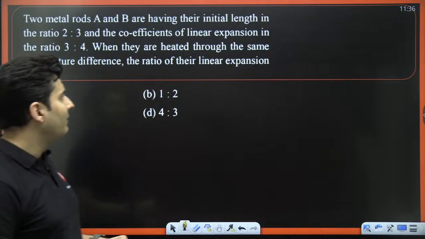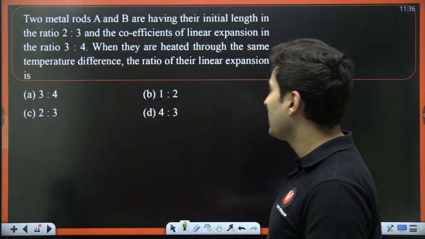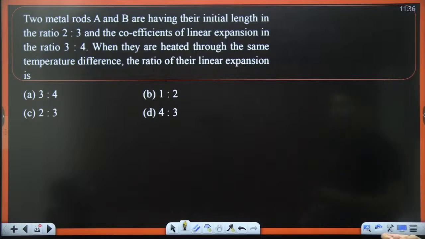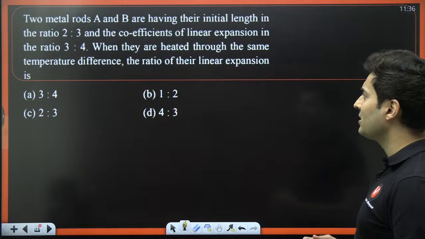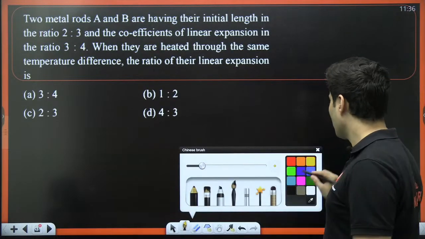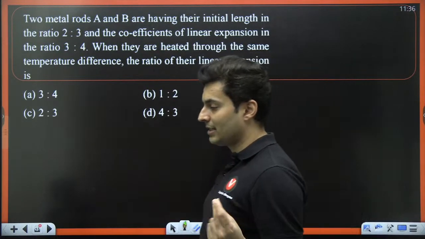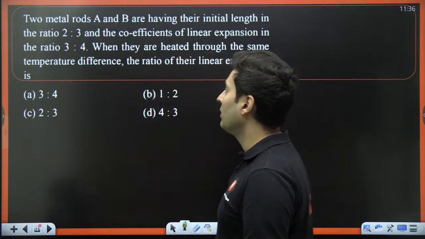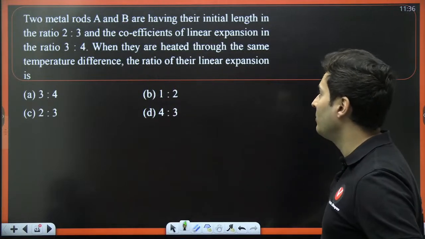Two metal rods having the same initial length, in the ratio 2:3, and coefficients of expansion in the ratio 3:4, are heated through the same temperature difference. The ratio of the linear expansion is in what ratio? Two metallic rods A and B.